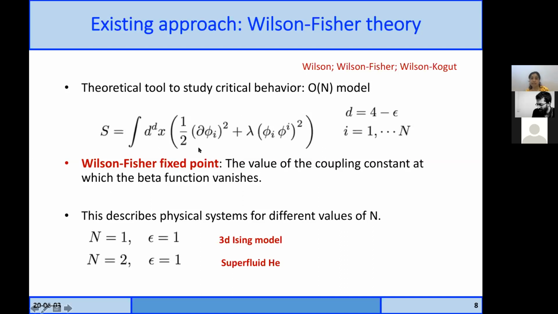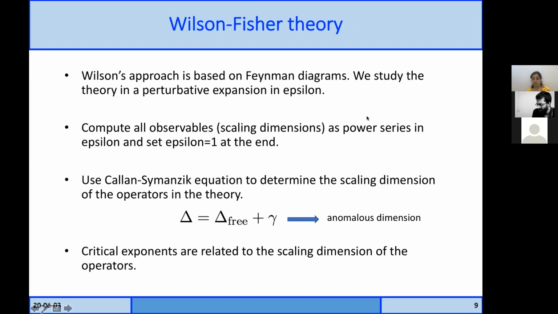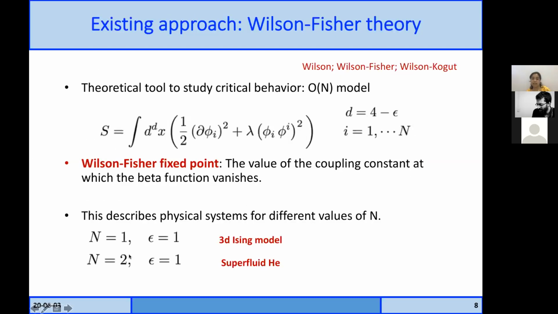This Wilson-Fisher theory for different values of n corresponds to different physical systems. For example, if n is 1, which means that we have only one scalar field, and epsilon is equal to 1, so you put epsilon equals 1 here, then basically we are studying the 3D Ising model. Similarly, for n equals 2 and epsilon equals 1, this reduces to the superfluid helium model, and so on.